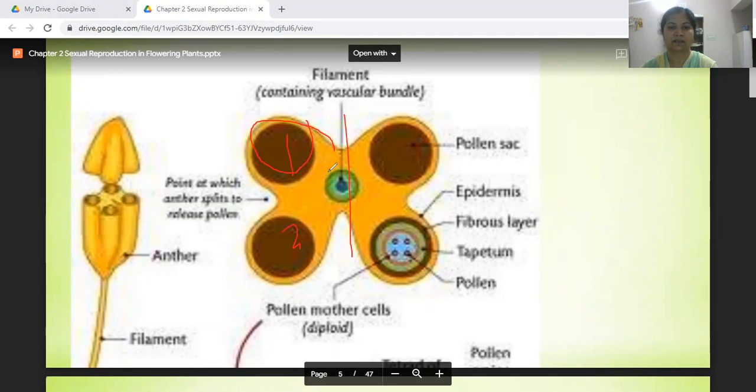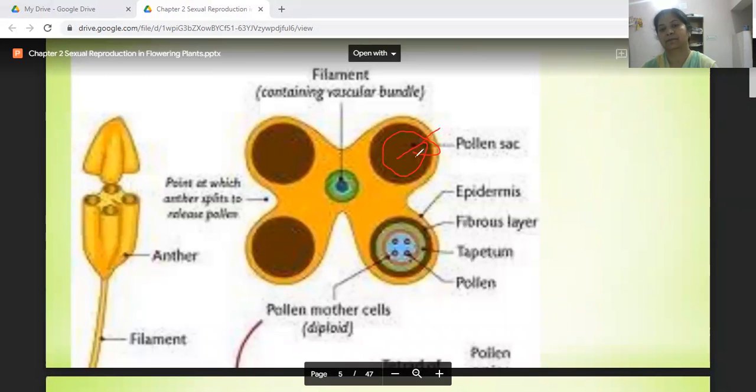One theca, and the second theca in this A lobe of the anther. And if we talk about the B lobe of the anther, there is one theca and a second theca. So both lobes have two thecae at two corners. Then the other labelings, pollen sac. The theca will be called a pollen sac when it is full of pollen grains.